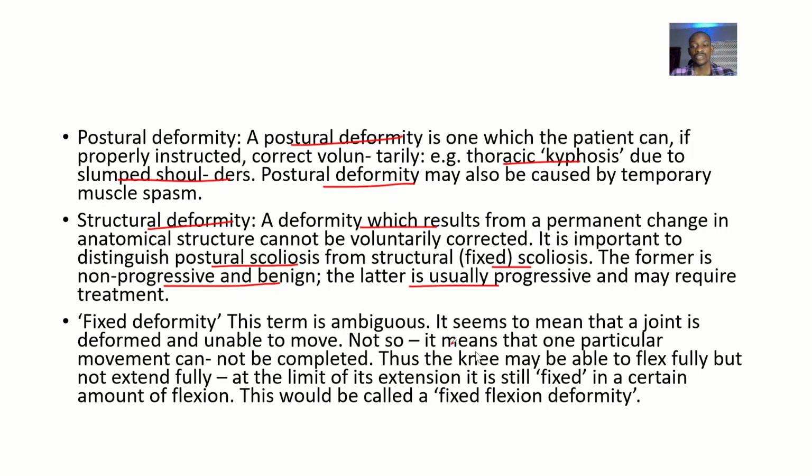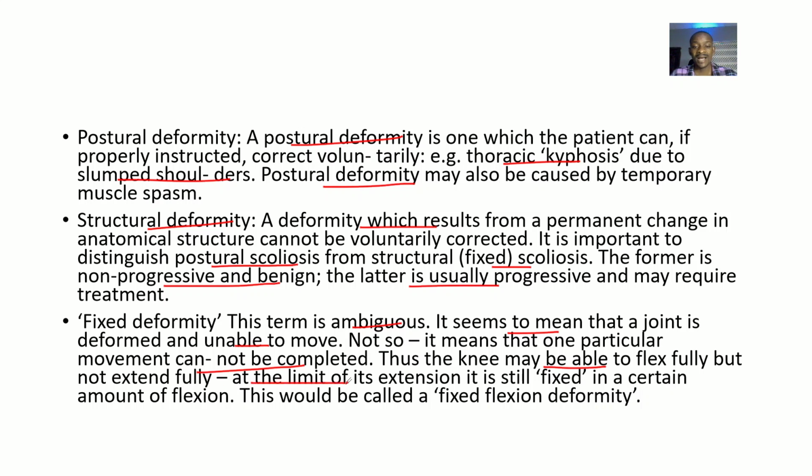Therefore, fixed deformity: this term is ambiguous. It seems to mean that the joint is deformed and unable to move. Not so. It means that one particular movement cannot be completed. Thus the knee may be able to flex fully but not extend fully. So that's what fixed deformity actually means.